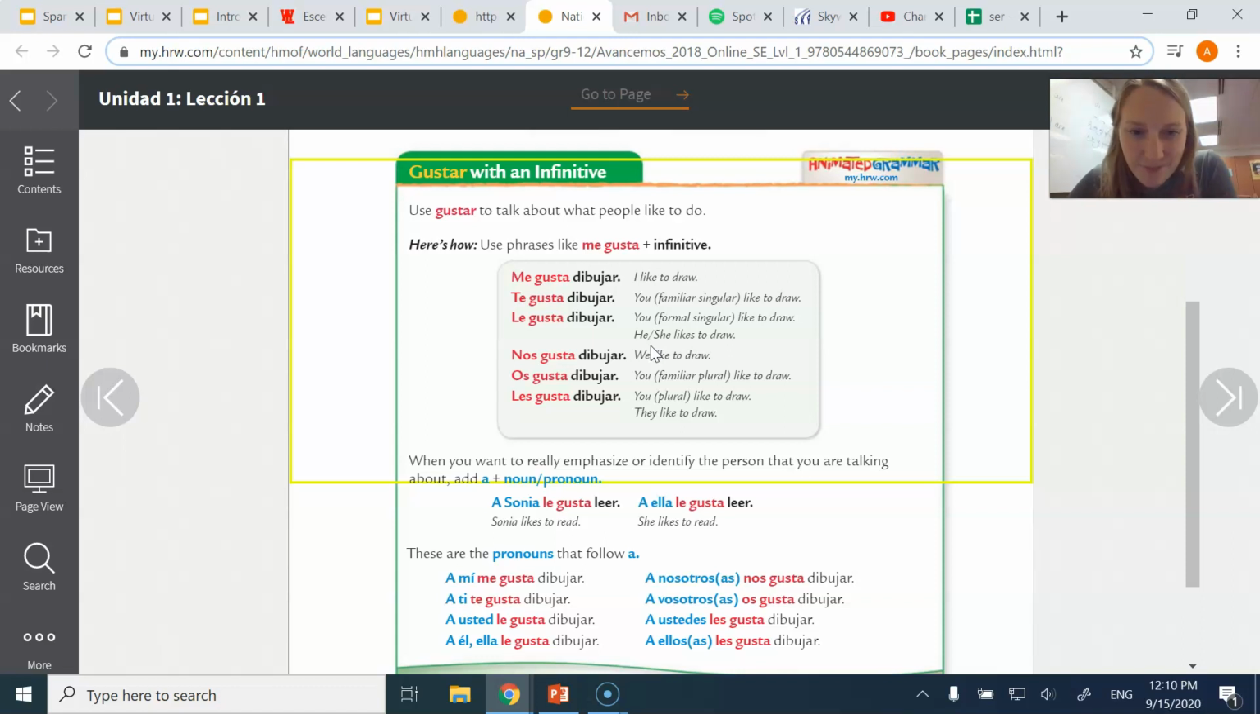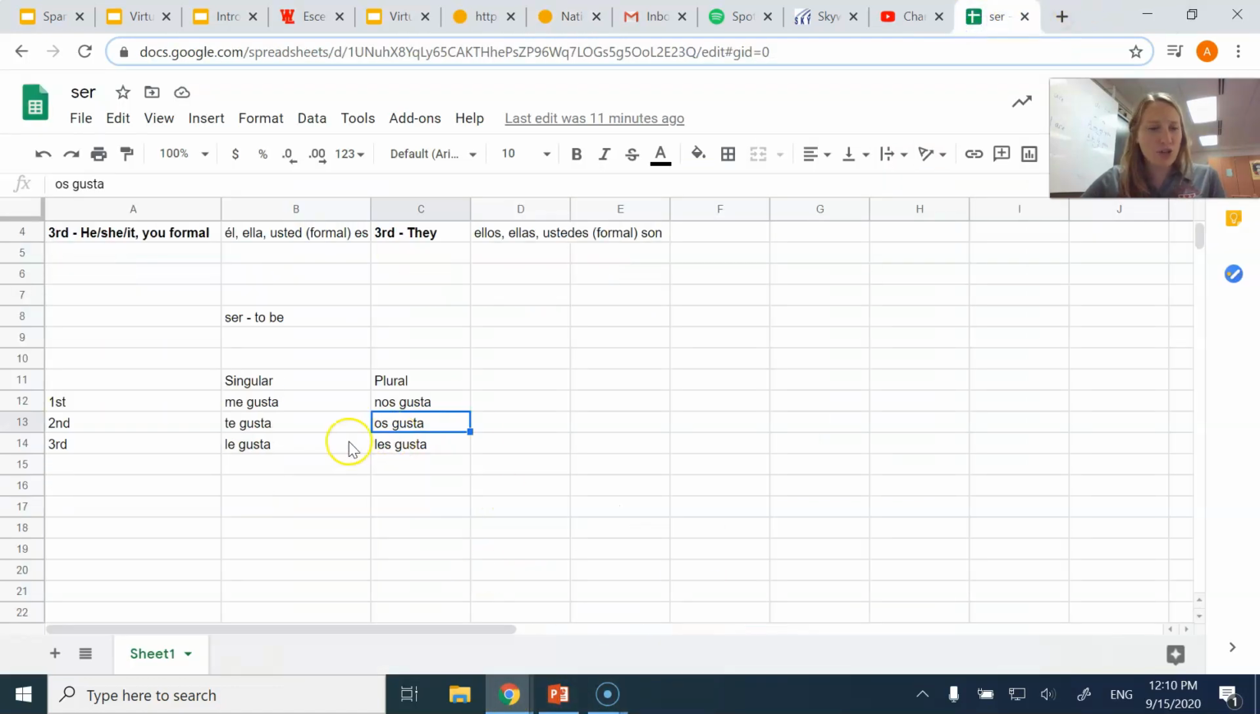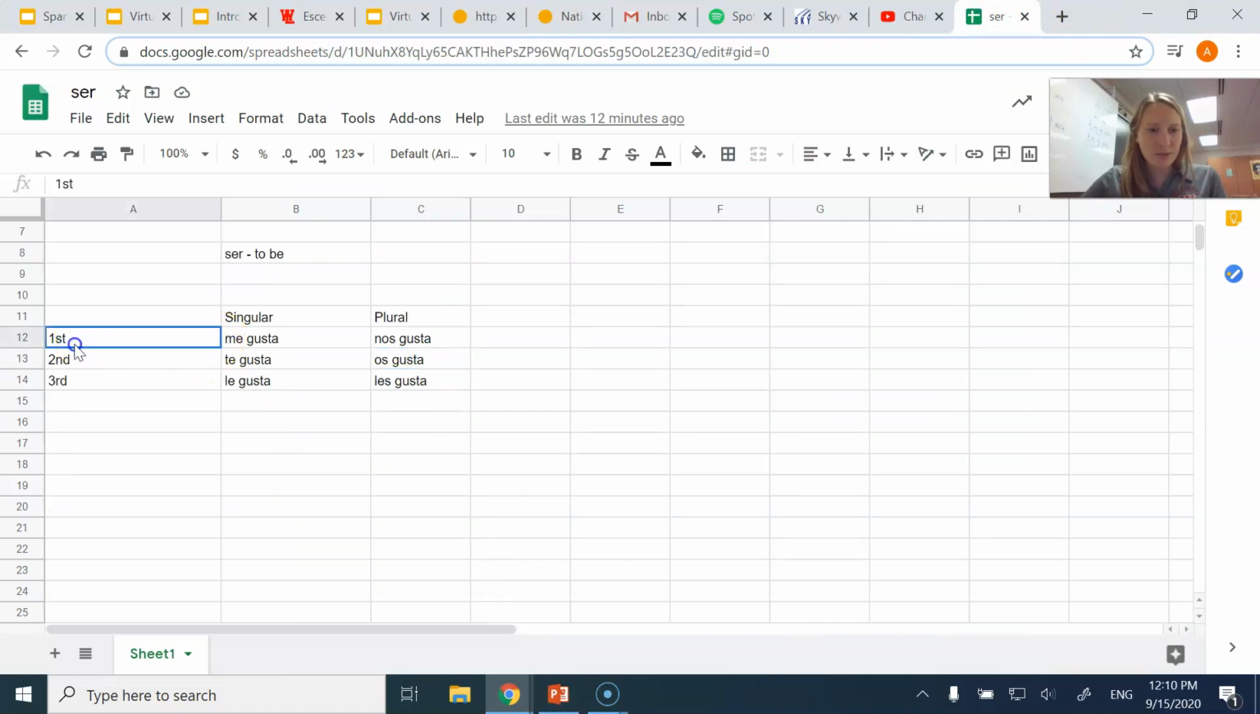You like to draw. So nos gusta is we like to draw. Os gusta is the you familiar plural like to draw. Remember, that's informal and that's used only in Spain. And then the les gusta dibujar is the you plural like to draw for your formal, or if you're in Latin America, you'll always use les gusta. And then finally, they like to draw is also les gusta. So I put that into a chart for you guys. Hopefully that helps a little bit.